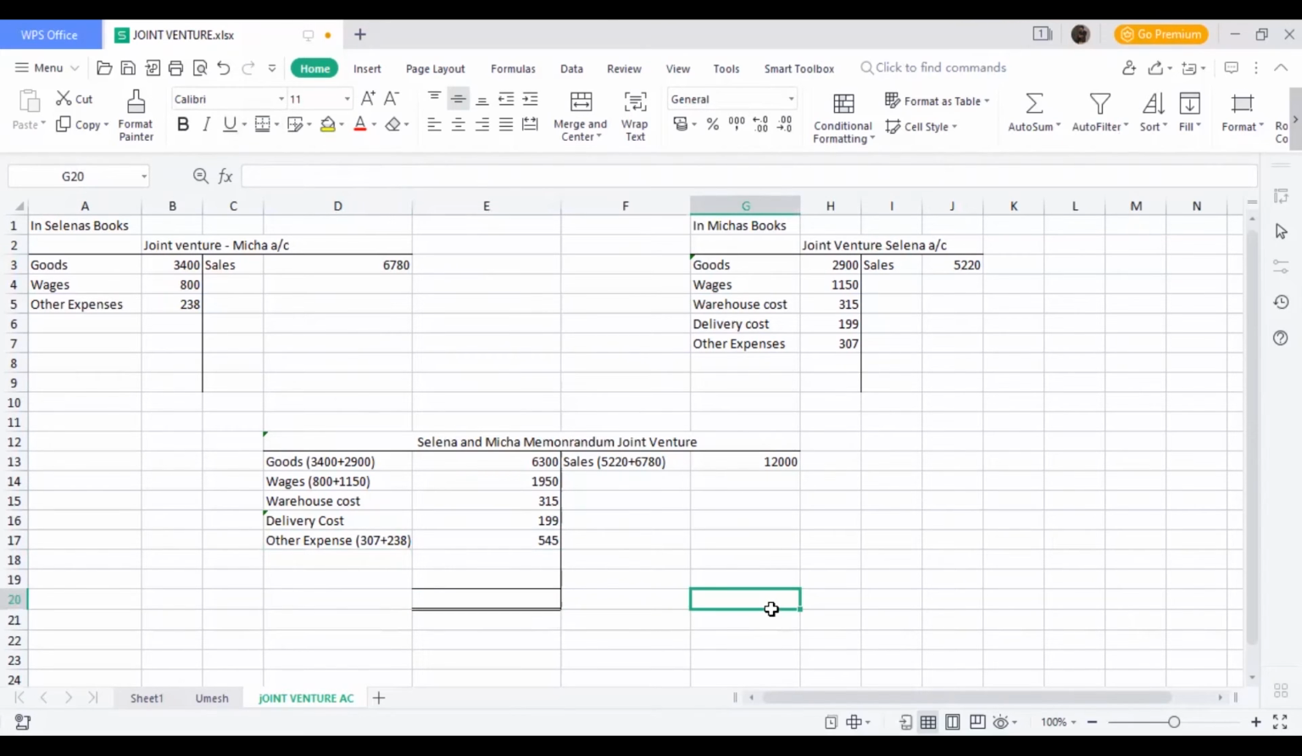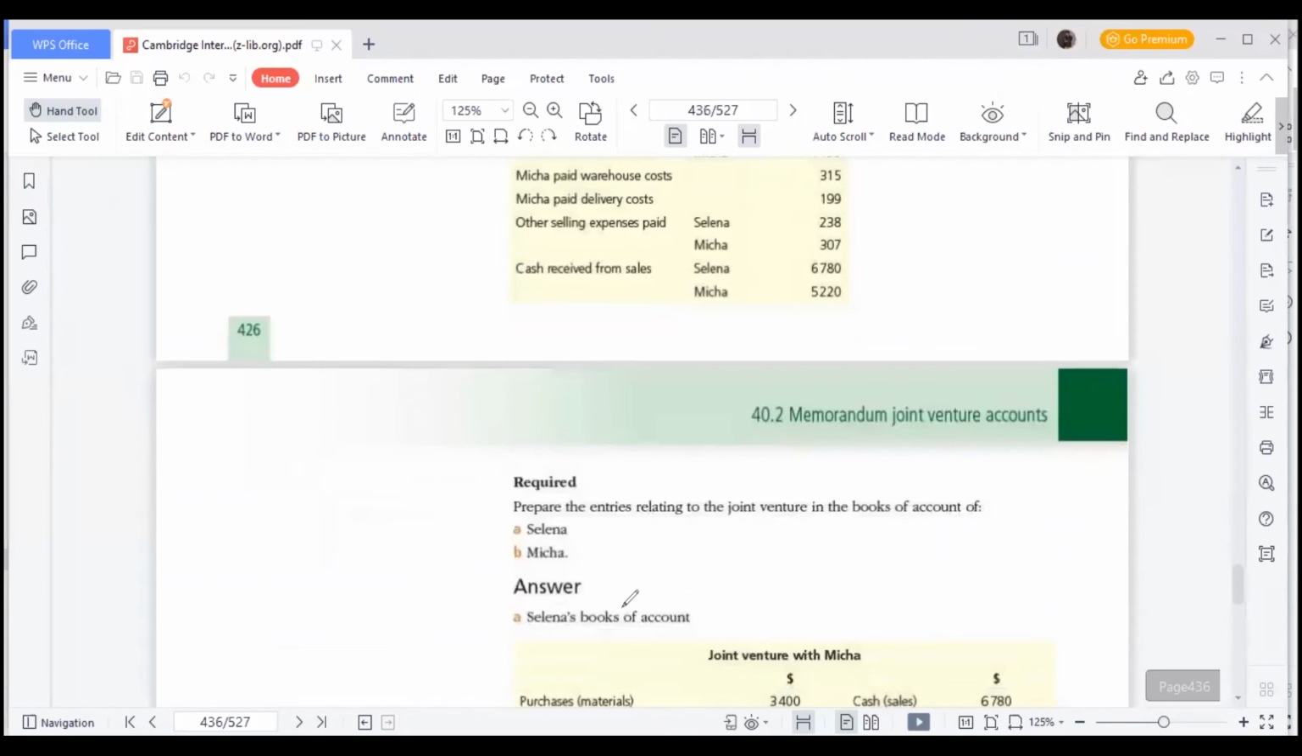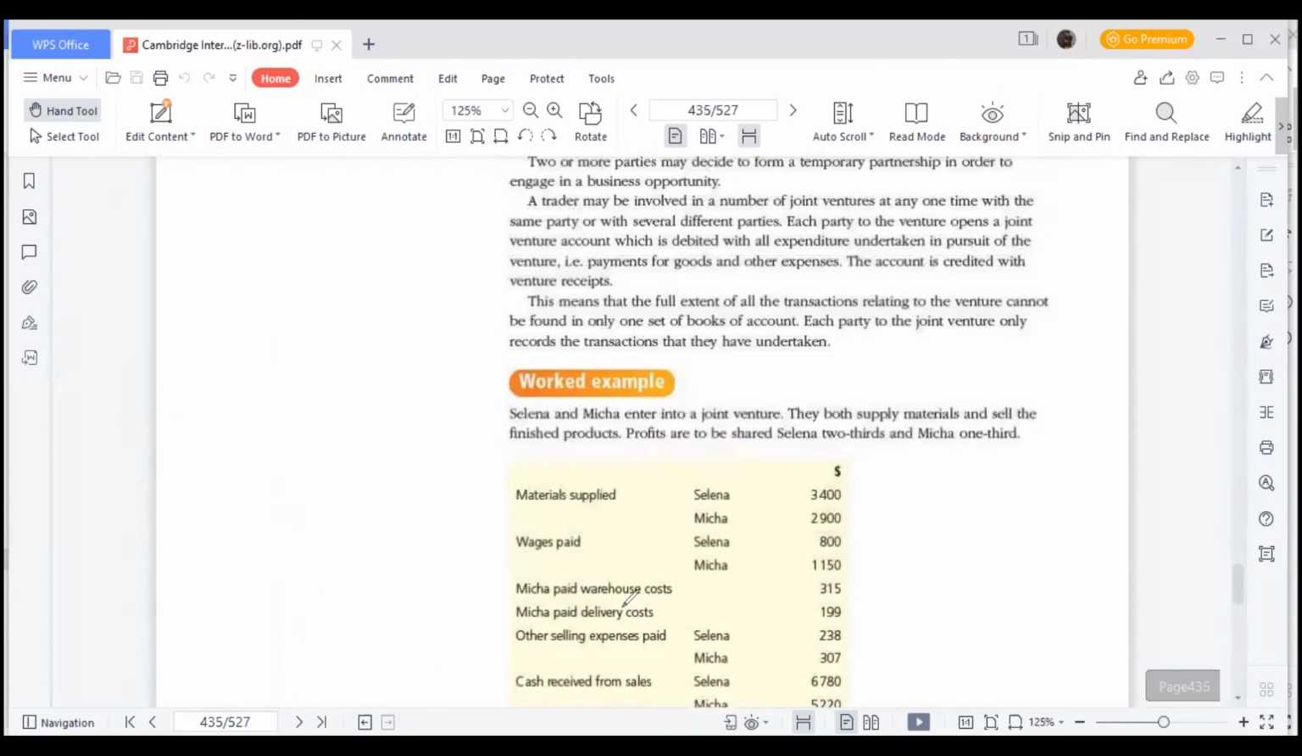First we need to calculate both the sides. I know 12,000 is going to be the high value in both sides. So I need to know the profit, but before knowing the profit, I need one more adjustment to be done. It says to prepare the entries relating to the joint venture in the books of accounts, Selena and Micha. My concern, did they agree a share ratio? Yes. Profits are to be shared, Selena 2/3 and Micha 1/3.